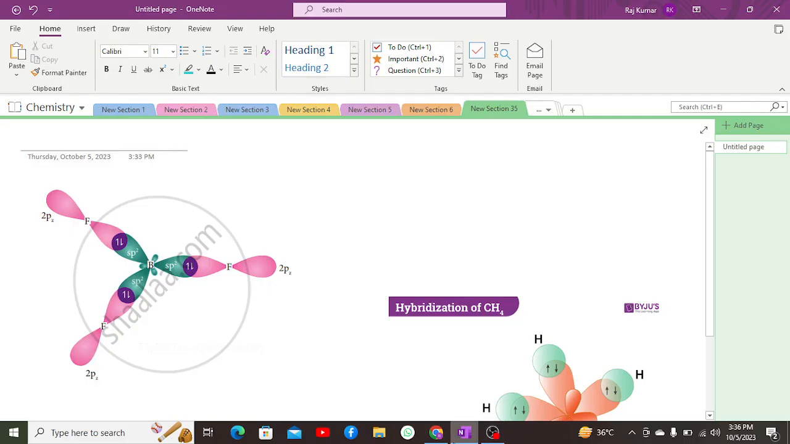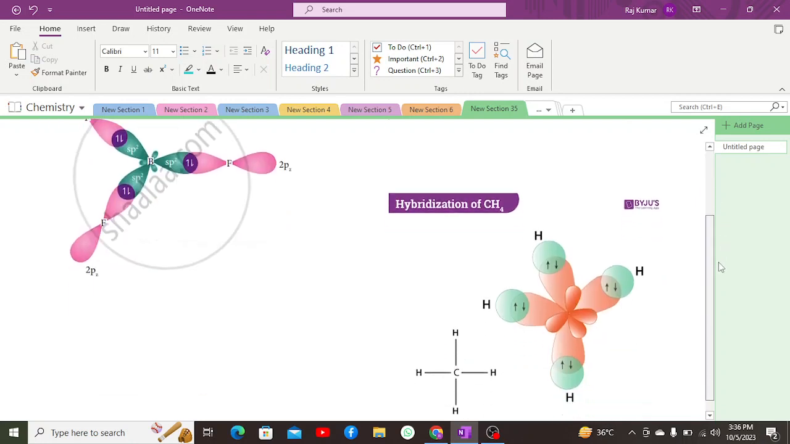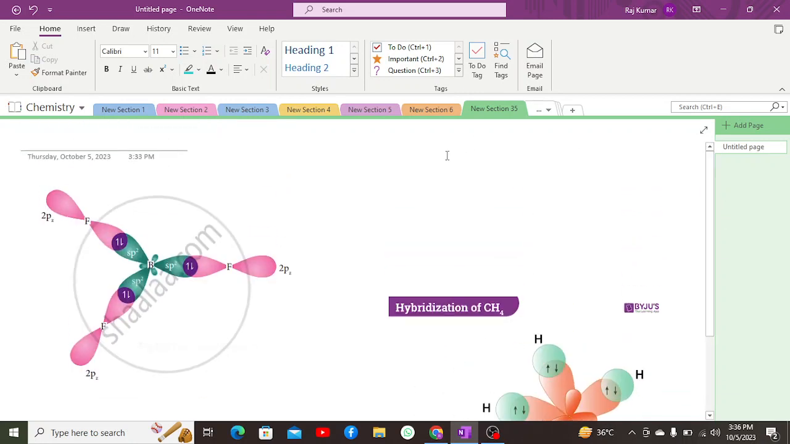Greetings everyone, and today we are going to discuss the hybridization structure of boron trifluoride and methane. Previously we discussed the bases on which we give the geometrical shape of sp2 and sp3 hybridization.